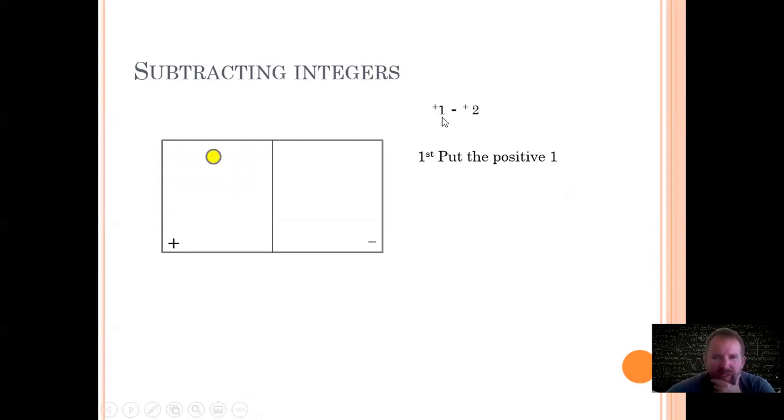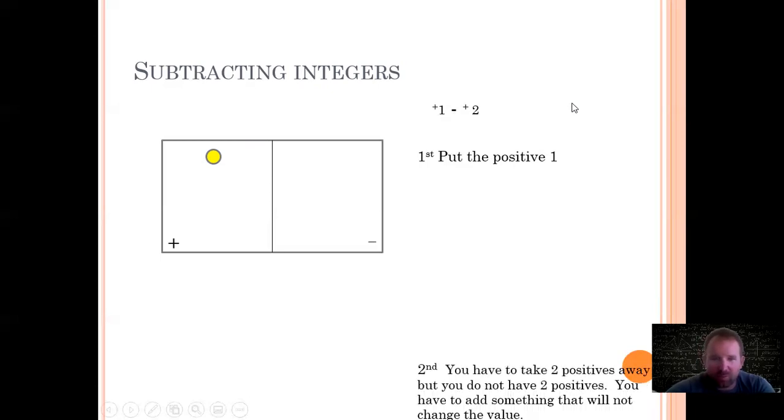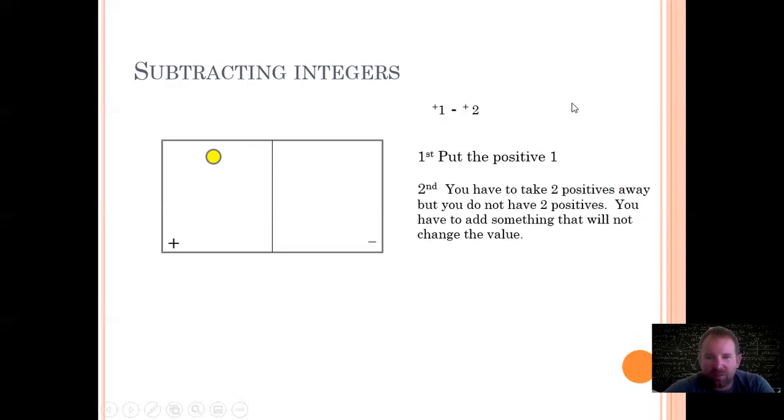All right, so now we're going to have 1 minus 2. Well, the thing is here, do we have 2 to take away? We don't, do we? So what's going to happen here? If I take away 2, but I only have 1, it's going to push me in the negative direction, isn't it? So what can I add that will not change the value? 0 pair. I add a positive and a negative counter.